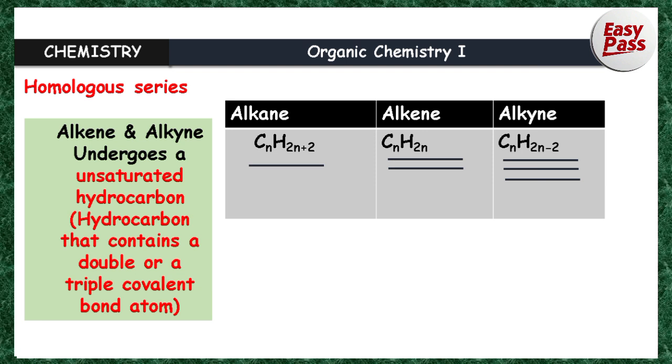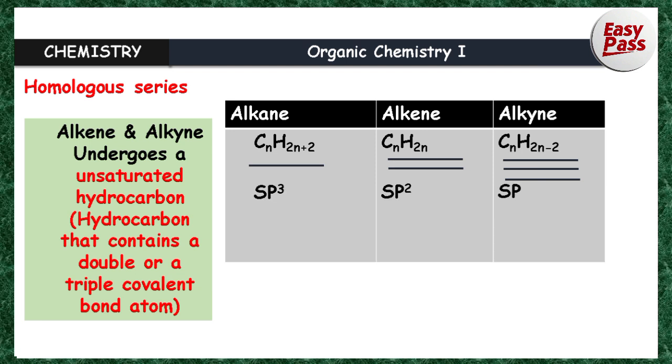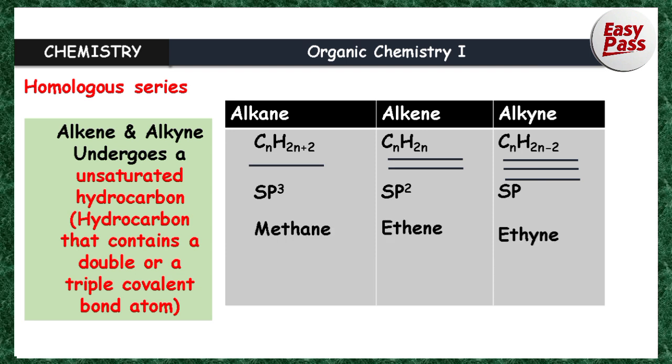Another difference between them is that alkane undergo sp3 hybridization, while alkene undergo sp2 hybridization, while alkyne undergo sp hybridization. The first member of alkane family is methane. While the first member of alkene family is ethene, because alkene and alkyne don't have a carbon 1 atom. Their first carbon starts from carbon 2, which is ethene, while for alkyne, we have ethyne.